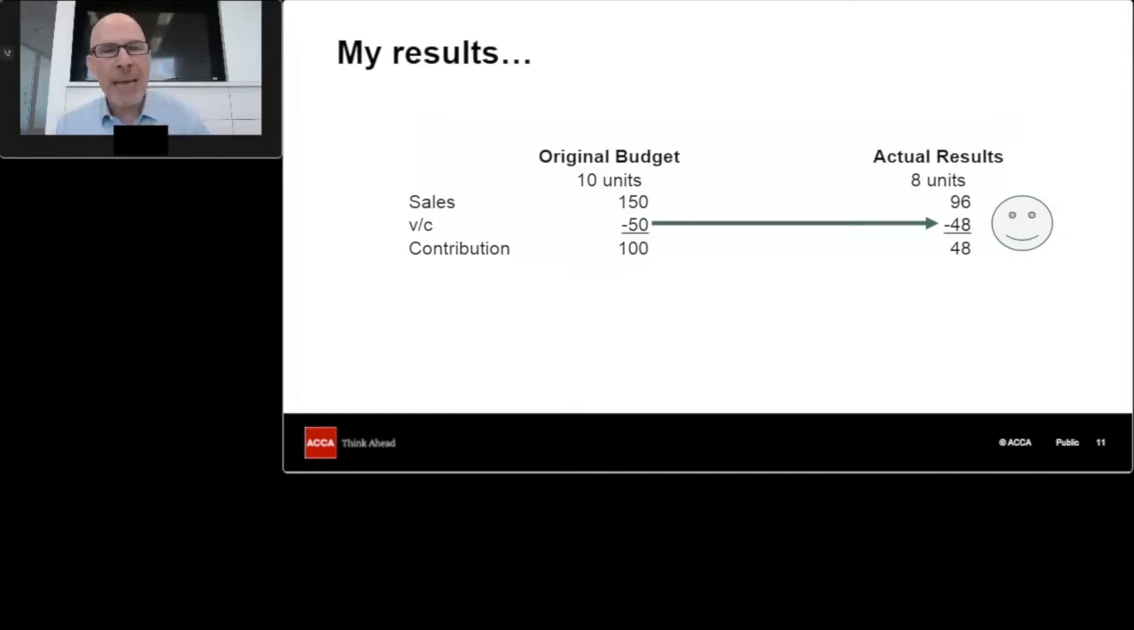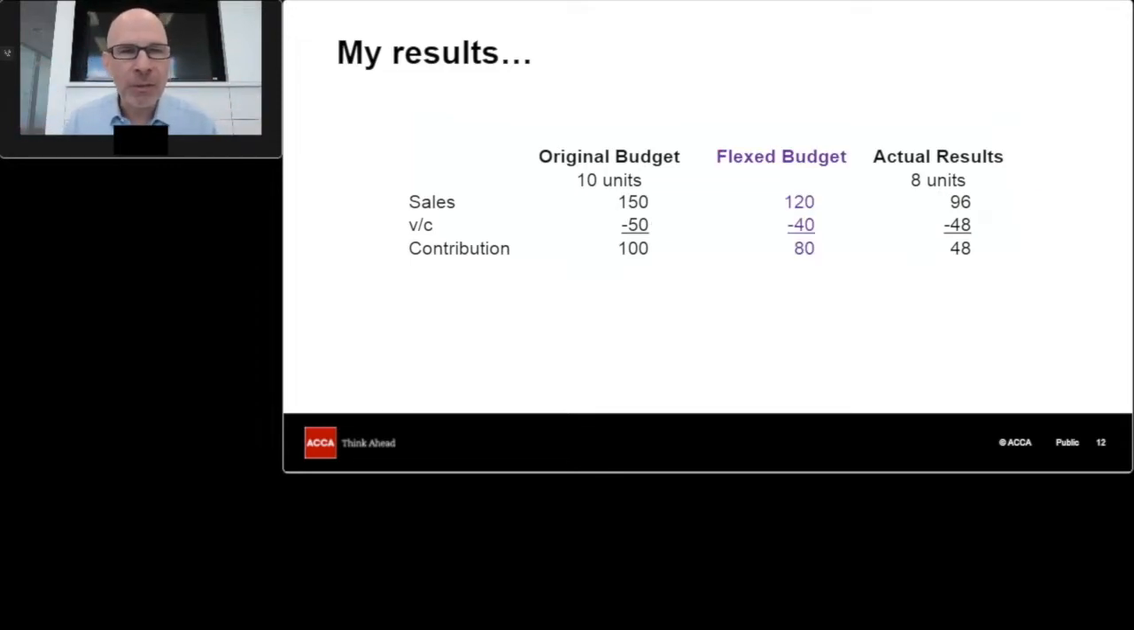Remember, we cannot compare results across different activity levels when we're looking at the variable elements. Imagine a restaurant. On Monday night, they have 10 customers. On Friday night, they've got 80 customers. Of course, the food costs, the variable costs, are higher on the Friday. They had more customers. So in order to make a meaningful comparison, we pop in the flexed budget.